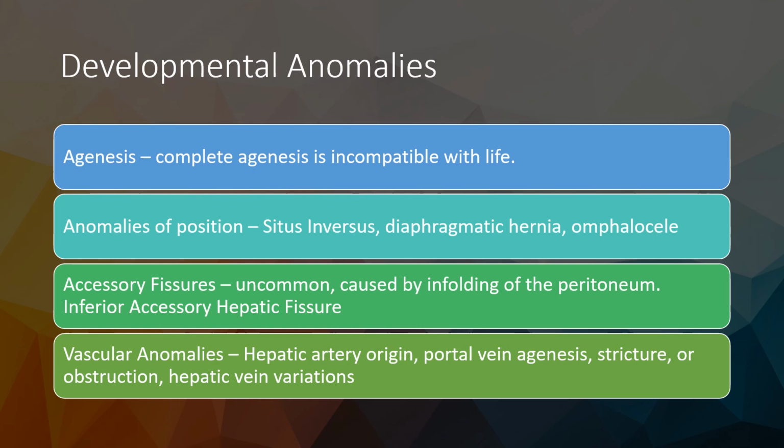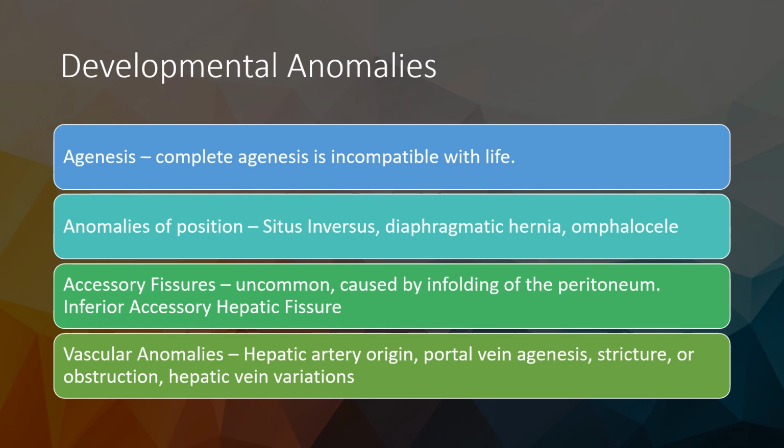The first one we're going to talk about is agenesis of the liver. If it's complete agenesis, this is incompatible with life. These babies don't live much past birth. If it's just one lobe or portions of the liver, the rest of the liver will become hypertrophic to compensate, and that's definitely survivable.